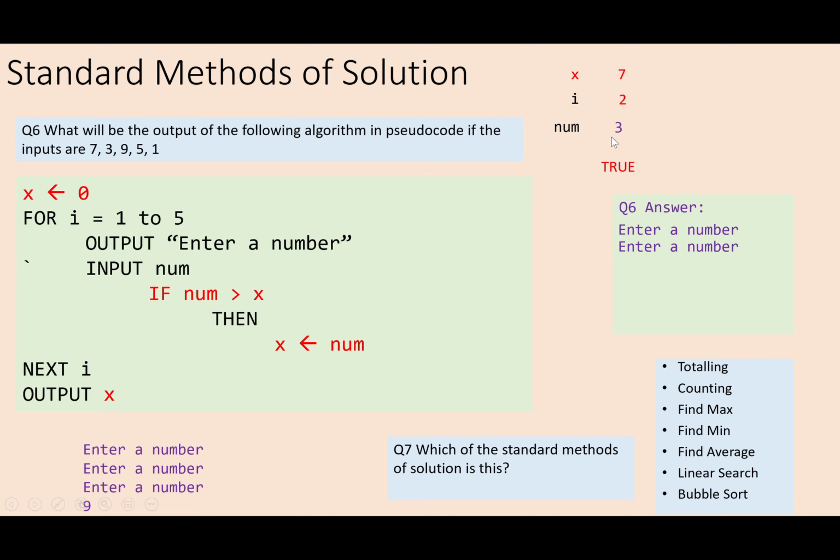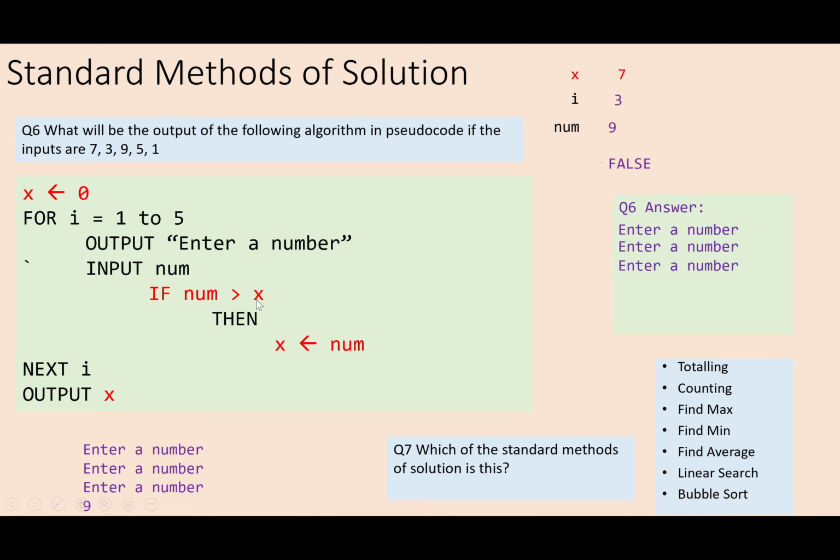So is 3 bigger than 7? Well, it's not. So this won't happen. So we come down again to our next I, so there's our false there. Our next I is 3, so we go around again, output "enter a number", input our next number, which is 9.